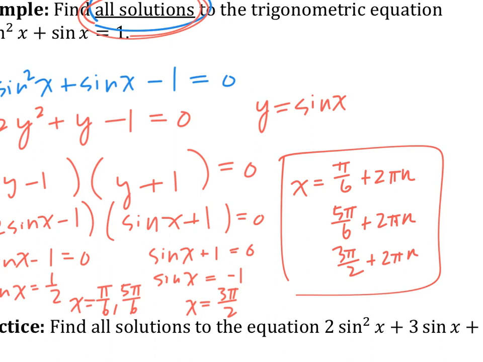That's the difference between all solutions and only 0 to 2 pi. So when you do homework or tests or things like that, make sure you just circle that keyword, all solutions, or 0 to 2 pi. You don't want to miss something very small like that.